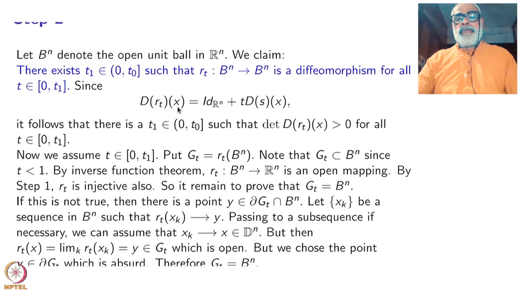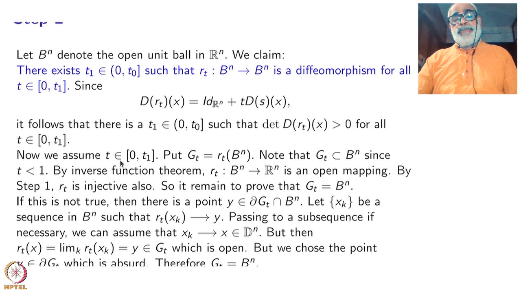Now, look at dR of x, which we have seen is the identity of Rn plus t times dS of x. Therefore, it follows that there is a positive T1 less than T0 such that the determinant of dRt of x is positive. Why? Because when you put t equal to 0, the determinant is the determinant of the identity map, which is 1. By continuity of the determinant function as a function of t, for t some positive number, the determinant of dRt must be positive.